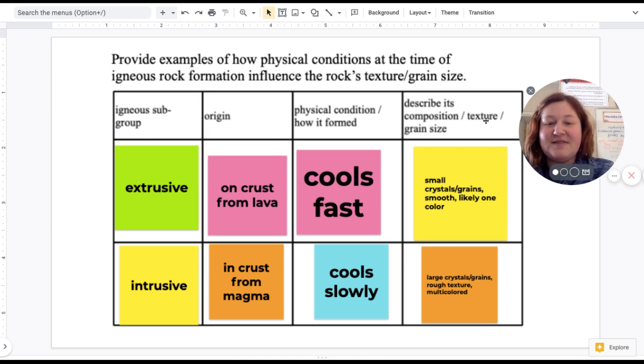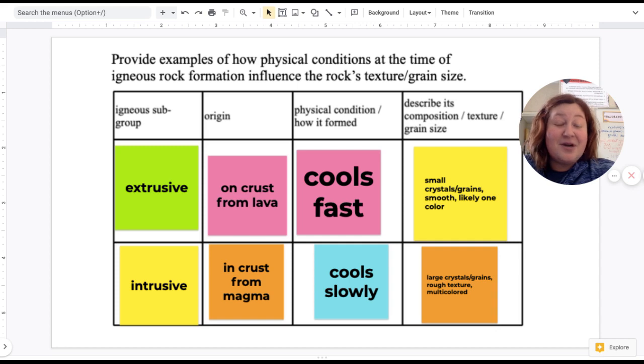So we have extrusive on the top and intrusive on the bottom. Origin for extrusive, on the crust on Earth's surface, it's usually from lava. It cools fast. We have small crystals and grains, it's smooth, and it's usually one color. Intrusive, it forms in the crust or underneath, deeper in Earth, and it forms from magma. It cools slowly, and we have large crystals or grains, and it's usually a rough texture, and it's multicolor.